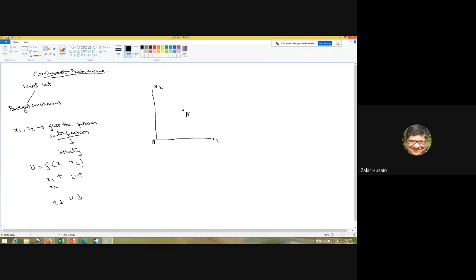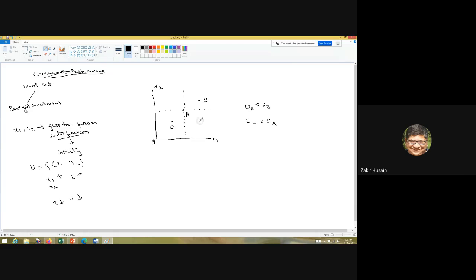Now think of this point A. Now suppose we take a point like this, B. What is happening to consumption of X1? Is it increasing? Yes. X2? It is also increasing. So what will happen to utility? It will also increase. So UA is less than UB. If we take a point like this, utility will decrease. It will decrease, so we can write this.